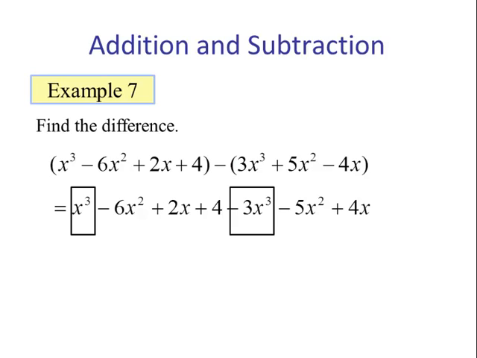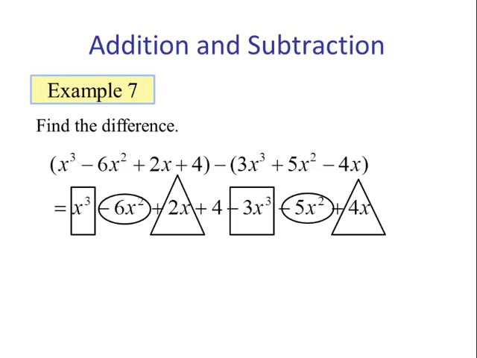My x cubes will be rectangles. My x squares will be ovals. My x's will be triangles. And my constant is trapezoid. So for the x cubes, we have 1 plus -3, which gives us a -2. X squares will be -6, -5 becomes -11. And 2x and 4x make 6x. And we bring down our constant term, +4.